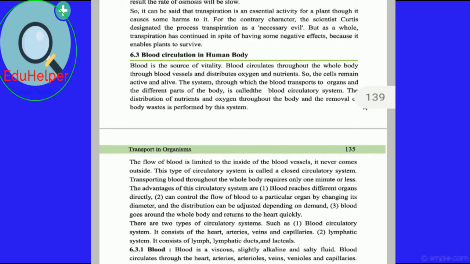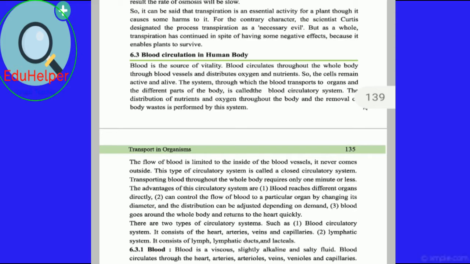First of all, you know that blood is a body fluid in humans and other animals that delivers necessary substances such as nutrients and oxygen to the cells and transports metabolic waste products away from those same cells. In vertebrates, it is composed of blood cells suspended in blood plasma.